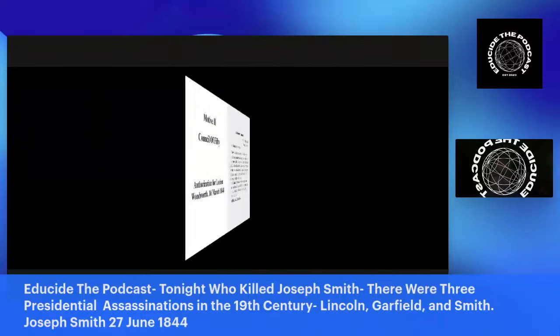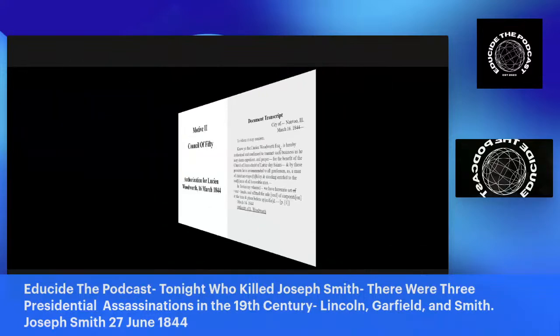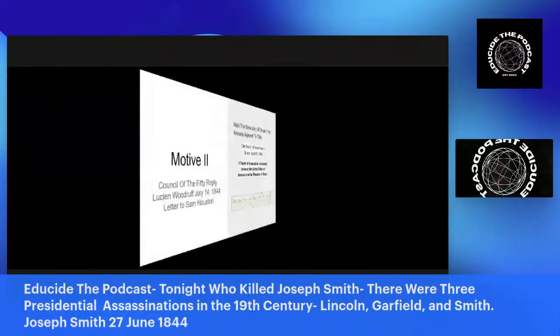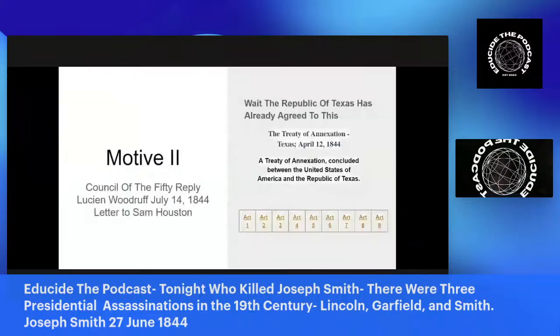Council of 50, Motive 2: Authorization for Lucien Woodruff, 16 March 1844. This is a letter drafted by Joseph Smith to give Lucien Woodruff the authority to contract a treaty with the Republic of Texas. Council of 50 reply, Lucien Woodruff, July 14th, 1844, letter to Sam Houston. Wait, the Republic of Texas already agreed to this.